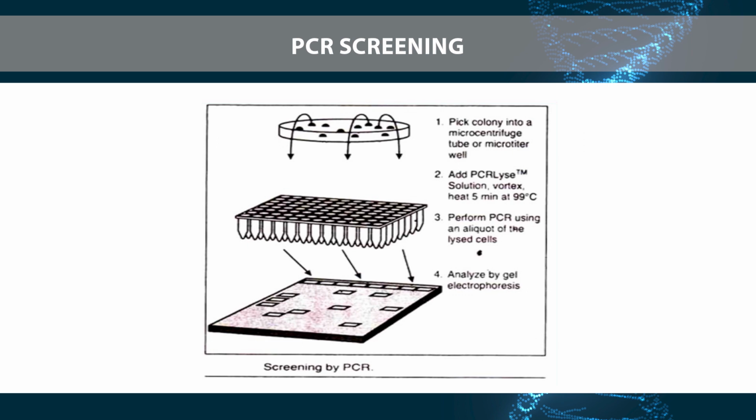The next technique is polymerase chain reaction screening. The primers which are designed to match the sequences of interest are used in a polymerase chain reaction to amplify the targeted DNA from the library.